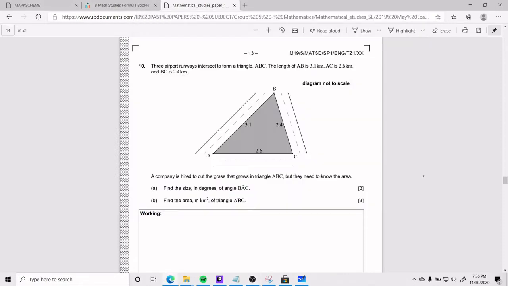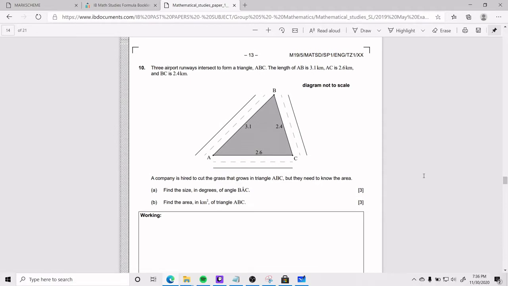Hello everybody, today we will be going over an IB Math Studies trigonometry problem. And so we have three airport runways that intersect to form the triangle ABC. The length of AB is 3.1 kilometers, which is this guy here. AC is 2.6 kilometers, which is this guy there. And BC is 2.4 kilometers, which is this guy there.